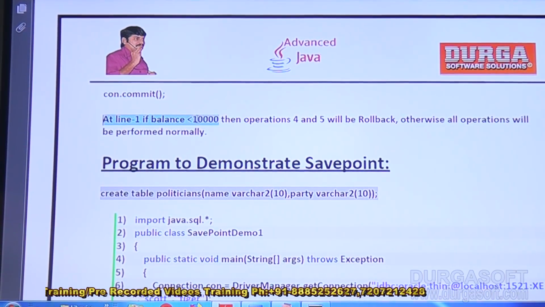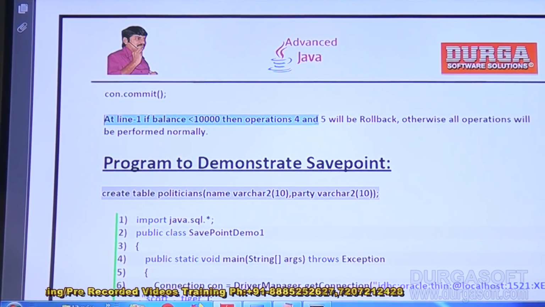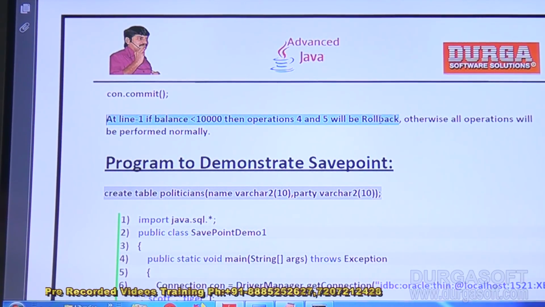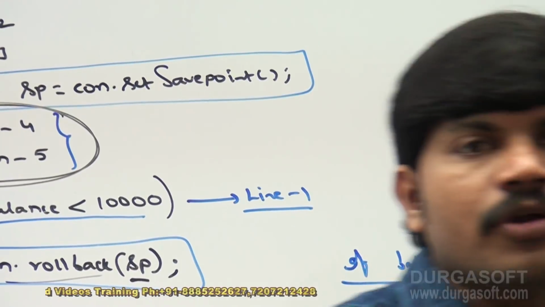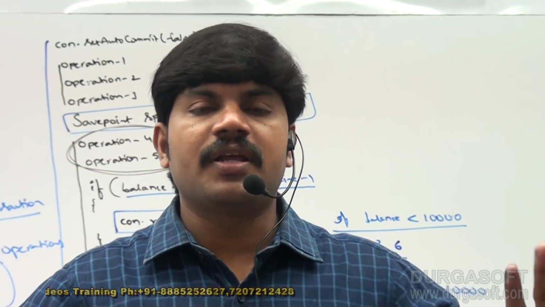Here, if a balance is less than 10,000, then operations 4 and 5 will be rolled back. Otherwise, all operations will be performed normally. Clear, right? Sir, that's all. This is about what is the savepoint. Clear for all of you, right?